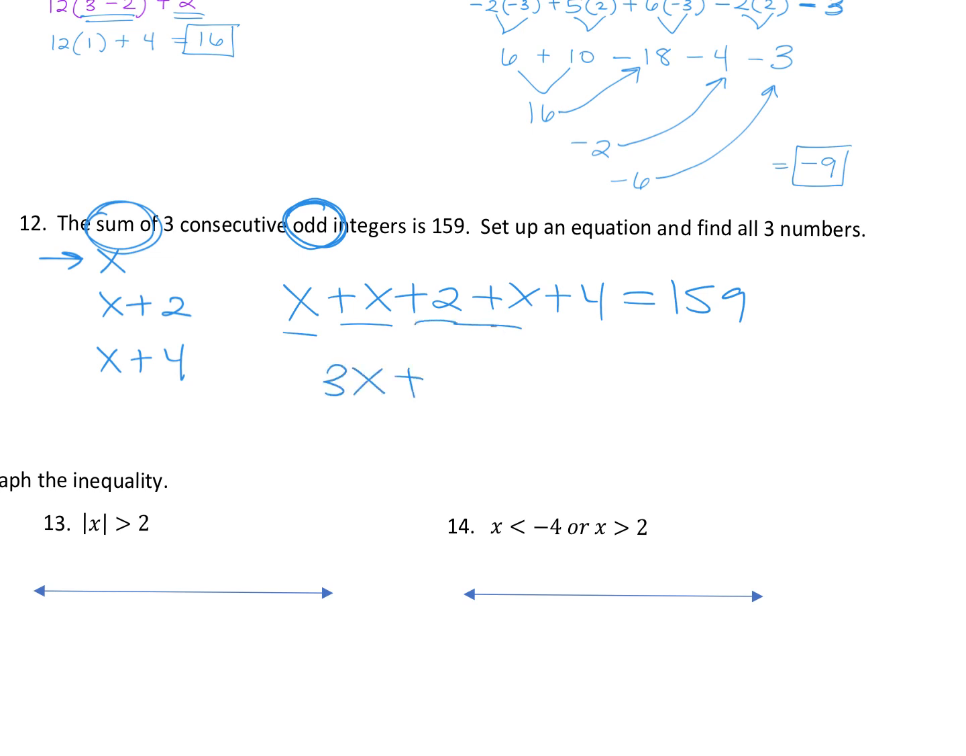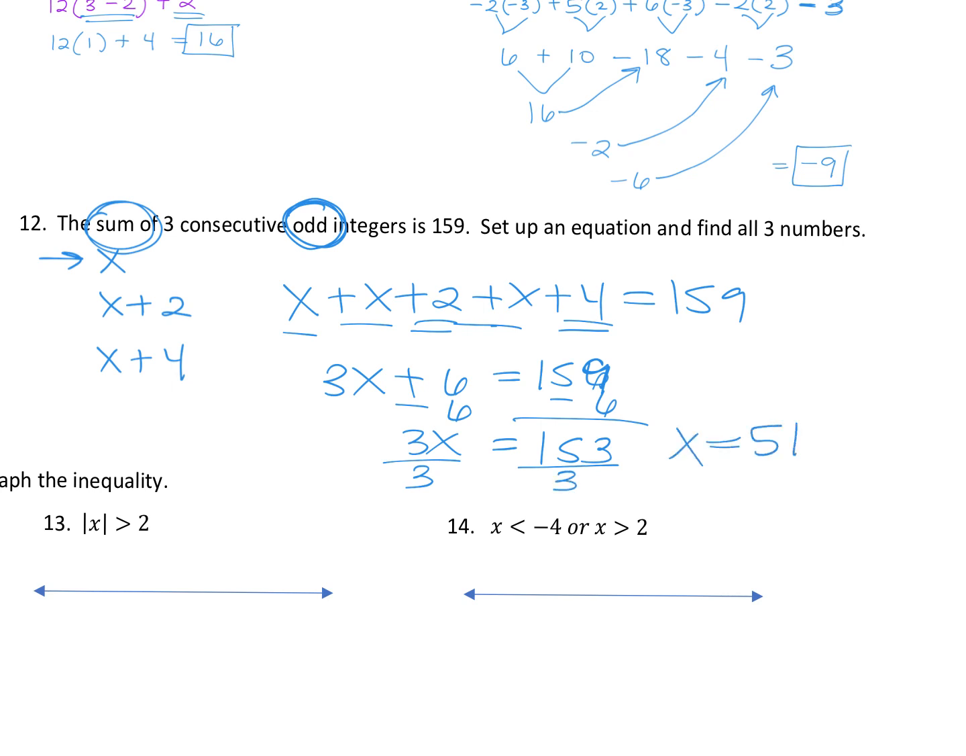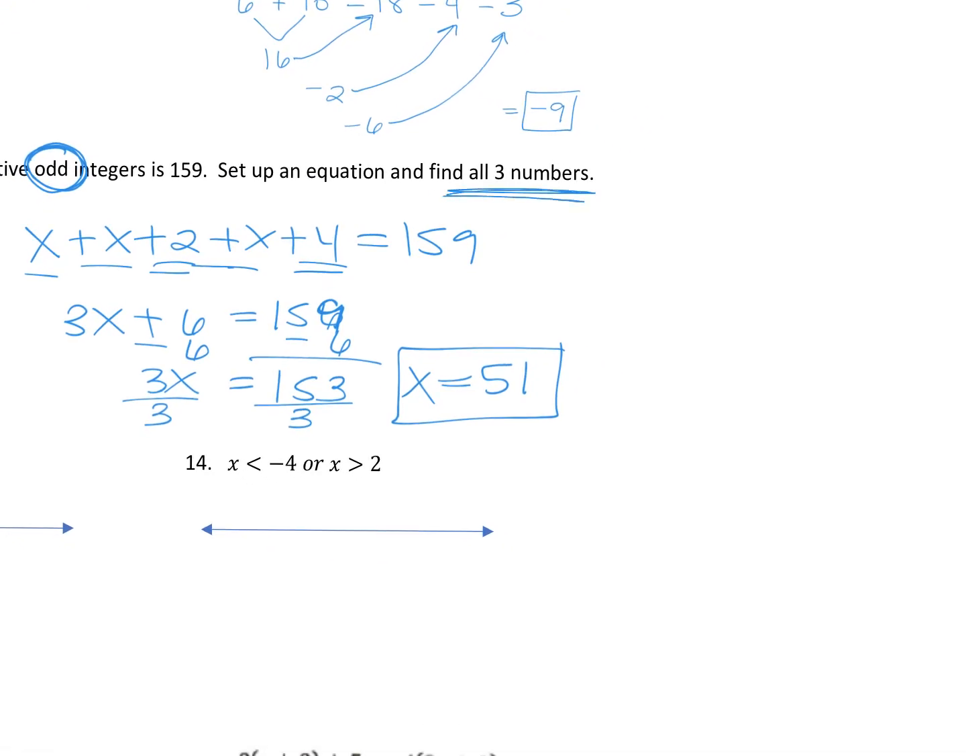3X plus 2 plus 4, so plus 6 equals 159, not 156. Take away the 6. So 153 equals 3X. Divide by 3. So X is 51. Okay, are you done? No, what's your answer? The 3 consecutive numbers. Find all 3 numbers. So 51, 53, and 55. What do you do if it's 3 even numbers? The same thing, plus 2, plus 4, right?